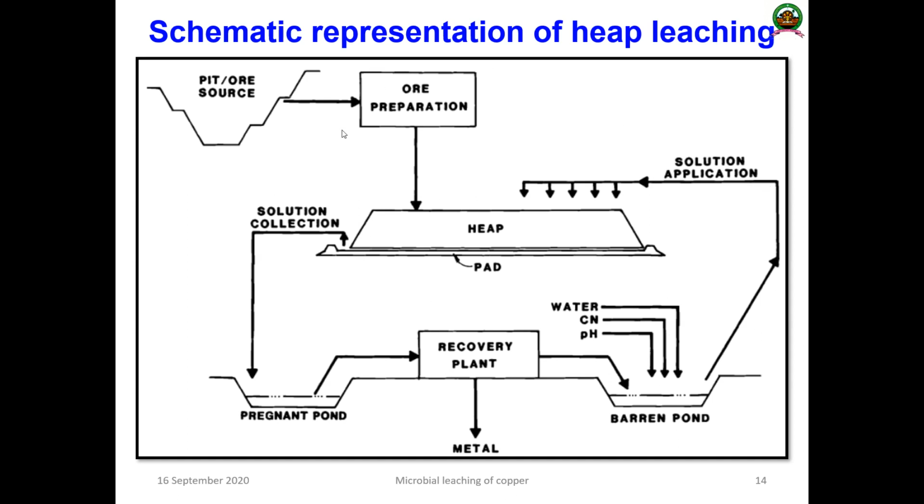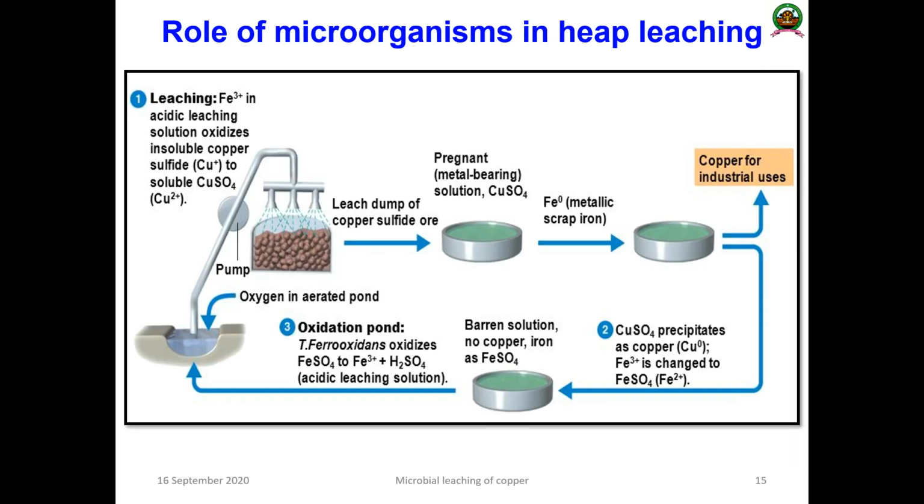Okay, and this is the diagrammatic representation of the process, and where the microbiology aspects are happening. So once again we are going to see the role of heap leaching in terms of a microbiology-based approach. First step, here you can see the leaching with the ferric iron: the acidic leaching solution oxidizes insoluble copper sulfide to soluble copper, Cu2+. So this is the first step.